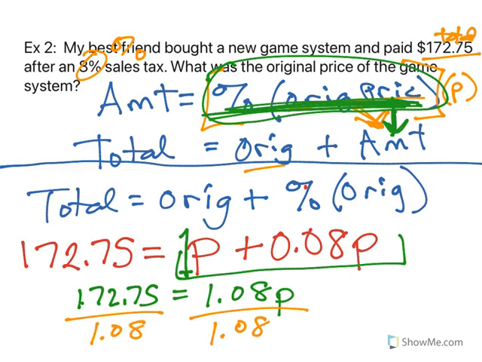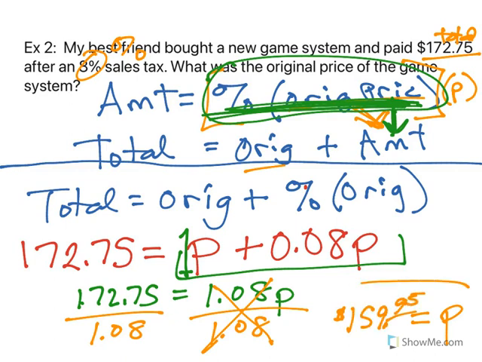To get P by itself, instead of multiplying, we do the opposite. So we're going to divide both sides by 1.08. That works because if you think about this, 1.08 divided by 1.08 is just 1. So this leaves me with 1P. And when I take 172.75 divided by 1.08 to round it to the nearest penny, I get 159.95. So the price of this game system was $159.95. And that is playing with sales tax.